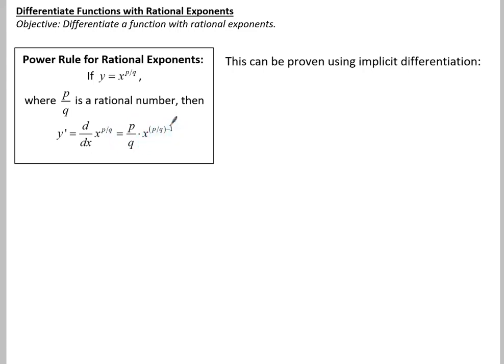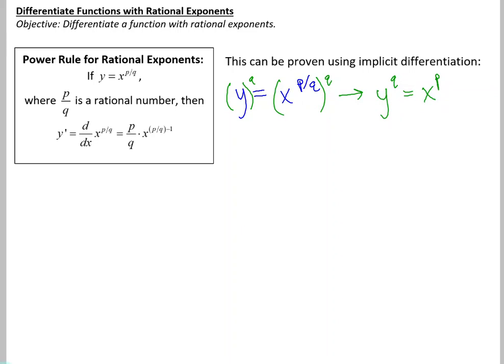Remember how our power rule works? Take the exponent, p over q, gets multiplied to the front, and then we subtract 1 from the exponent. This can be proven using implicit differentiation. If we take our equation, y equals x to the p over q, and raise both sides to the q power so that we don't have rational exponents, we get y to the q equals x to the p.